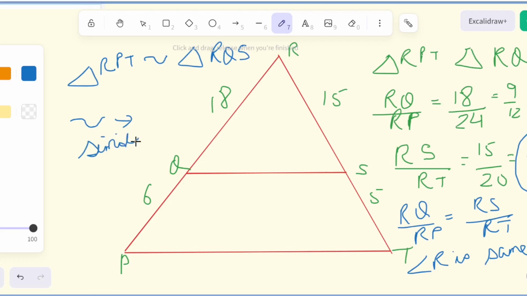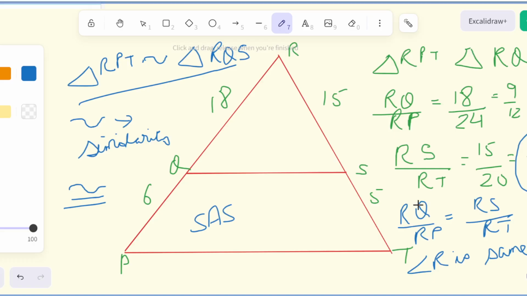You can use a different sign for congruency, though we are not studying it as of now. For congruency, we have the equal to sign with a wave on the top. So to say that triangle RPT is congruent to RQS, we put an equal to sign and then a wave sign on it. When we are proving similarity, not congruency, we don't put the equal to sign, we just put a wave sign. So we proved it to be similar. How did we prove it? SAS. We used the SAS criterion.